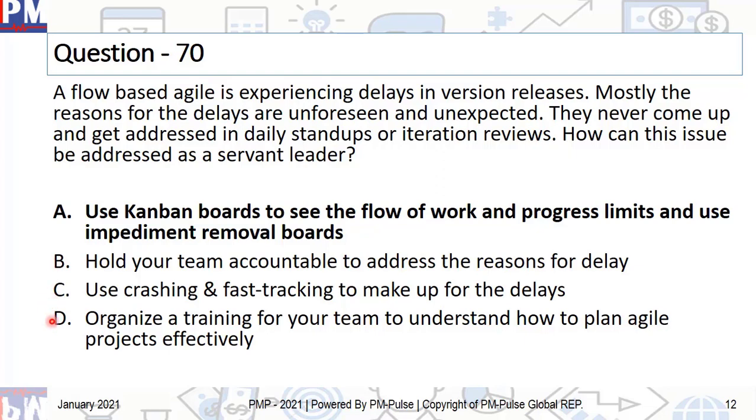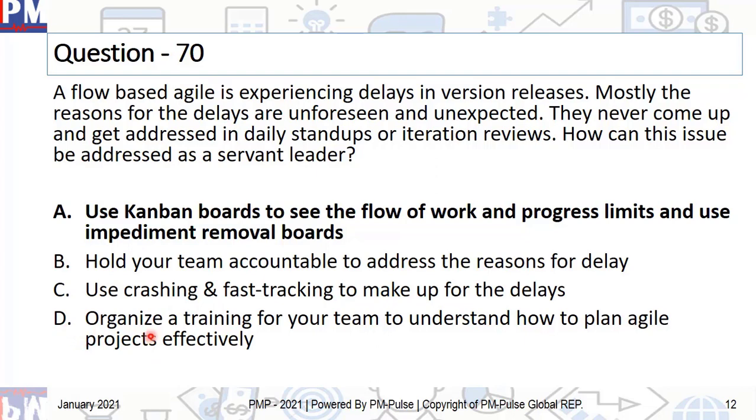Now let's look at B, C, and D. Hold your team accountable. Well, that's like blaming, right? Blame storming. That's not always a very good thing. C, use crashing and fast tracking to make up for the delays. You can do that, there's no doubt about it. But if these kinds of things are cropping up and you're not trying to address the problem itself, then how do you know that they're not going to crop up again? This is something you do as a reaction, but you're not solving the future occurrences of similar problems. So it's good, kind of, but not perfect compared to A.